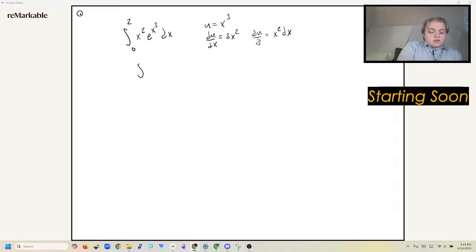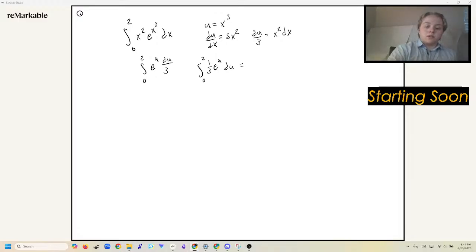So I'm going to substitute that in, and we end up with the integral from 0 to 2 of e to the u du over 3, and we're going to rewrite that as e to the u times 1/3 du, which now obviously becomes a pretty trivial integral.